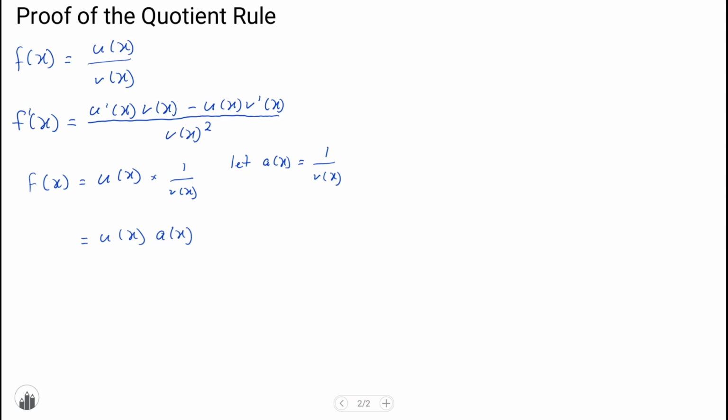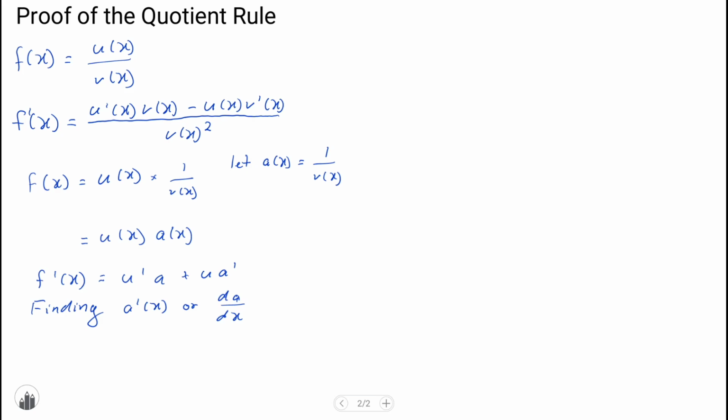And so if you recall, the product rule is actually just defined as u dash times my original function a plus u times a dash. So really the only trick to this problem is finding the derivative of a with respect to x. And for that, we can use the chain rule. So finding a dash of x, or dA dx, like that.